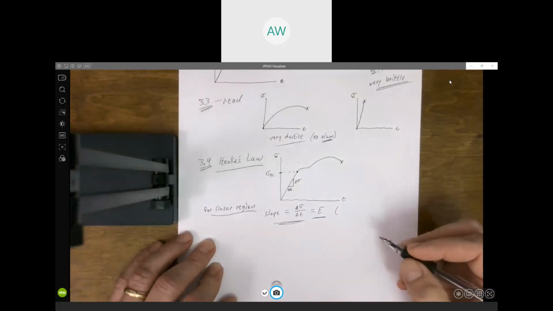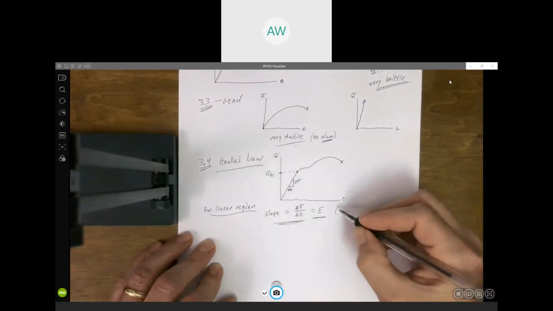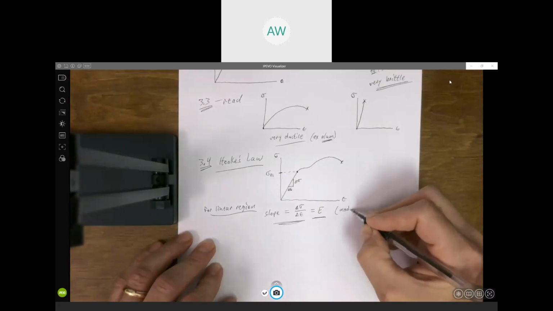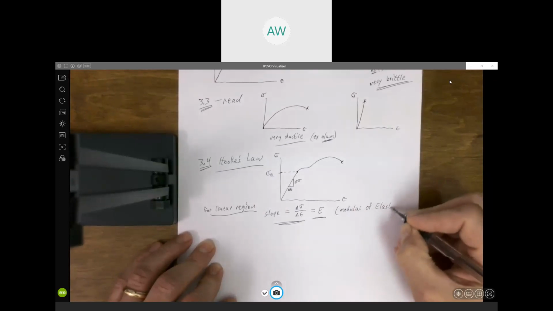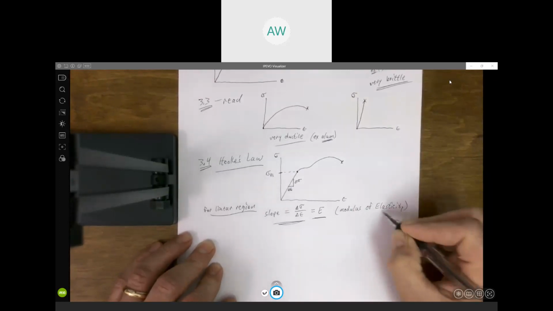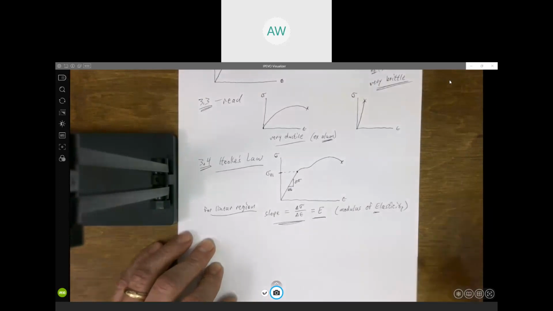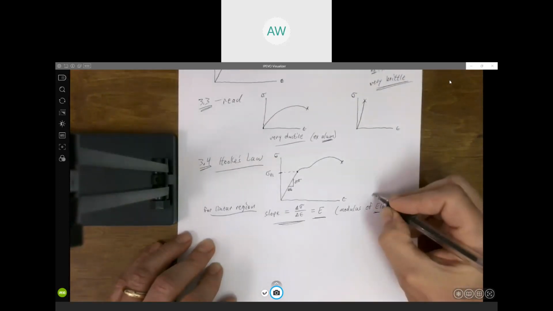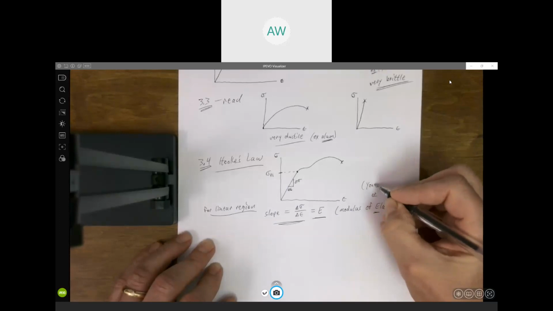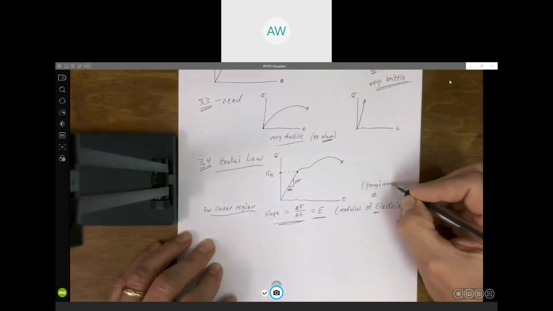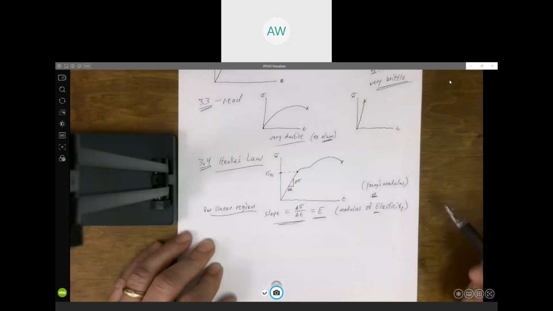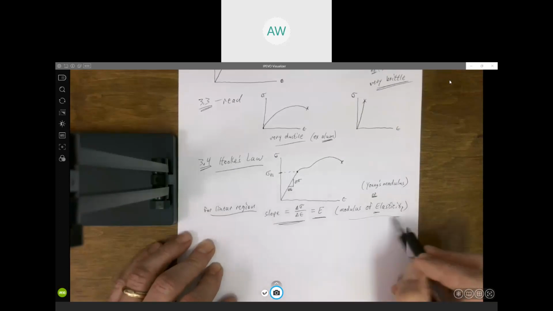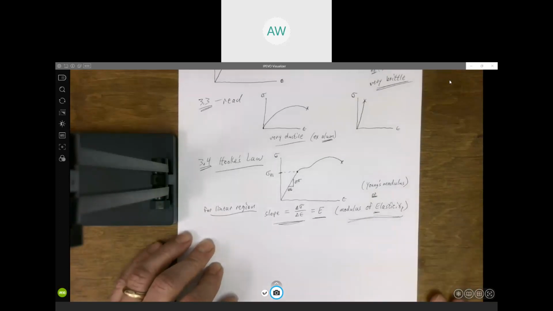And actually, this has two different names. Where the E comes from is the name modulus of elasticity. That's why E is used. You'll also see this called Young's modulus. So either one of those names refer to the same thing. Probably for the most part, I'm going to use this terminology and refer to it as modulus of elasticity.